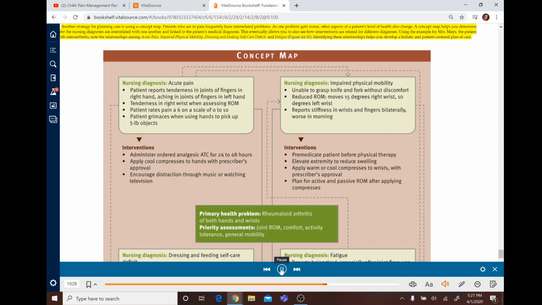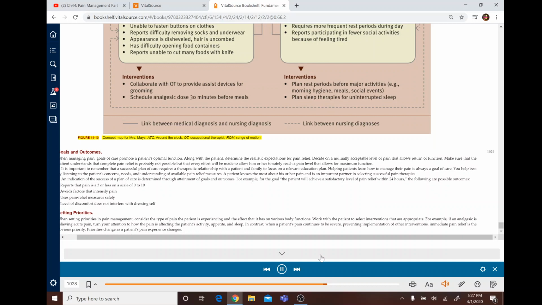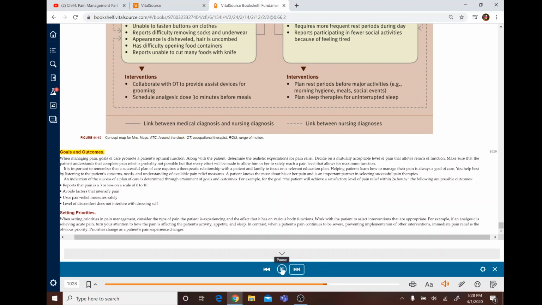Using the example for Mrs. Mays, the patient with osteoarthritis, note the relationships among acute pain, impaired physical mobility, dressing and feeding self-care deficit, and fatigue, figure 44-10. Identifying these relationships helps you develop a holistic and patient-centered plan of care. Figure 44-10, concept map for Mrs. Mays. Goals and outcomes.